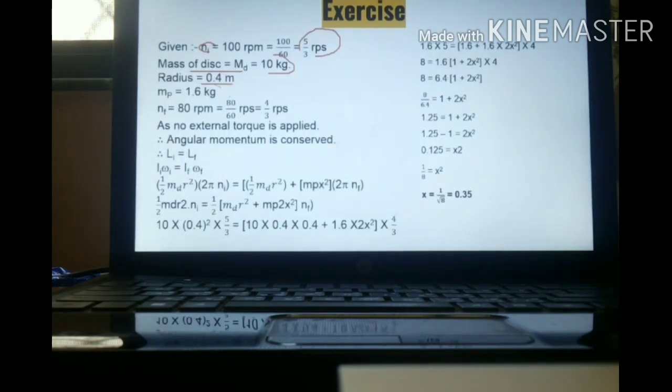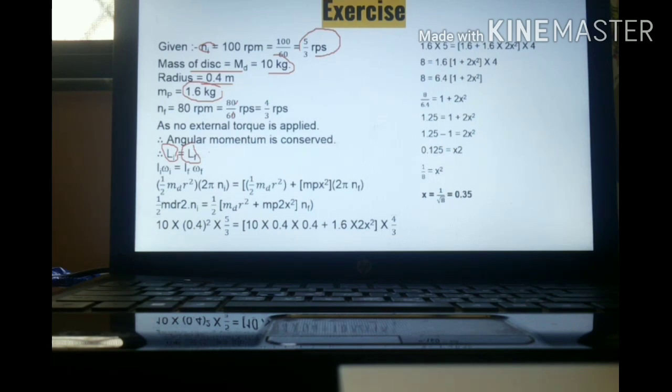The mass of the clay or particle which has been falling is 1.6 kg. It is revolving at a rate of 80 rpm, meaning 80/60 rps. After doing this, we will get the answer as 4/3 rps. As there is no external torque acting on it, just clay is falling on it, the angular momentum before the clay has fallen is equal to the angular momentum after the clay has fallen.